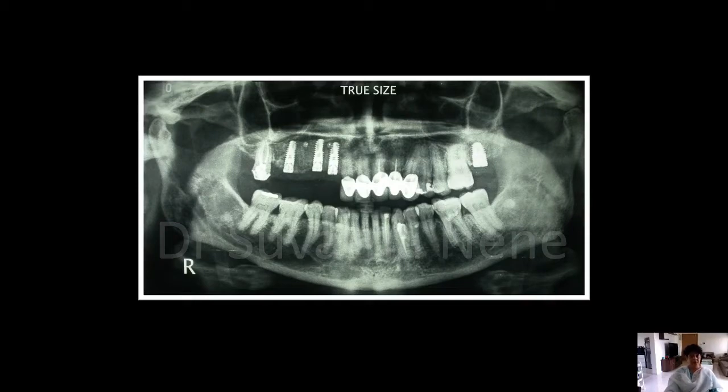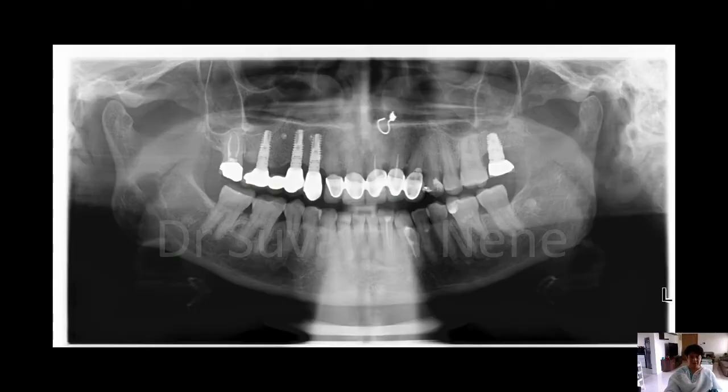Unfortunately, I don't have any prosthetic image of this case, but luckily in 2020, early 2020, in January, this lady came back from South Africa.